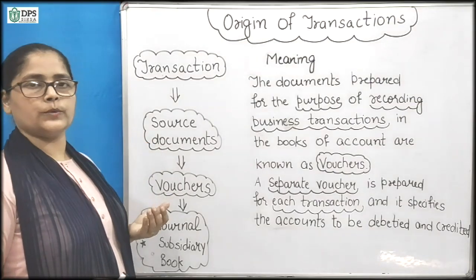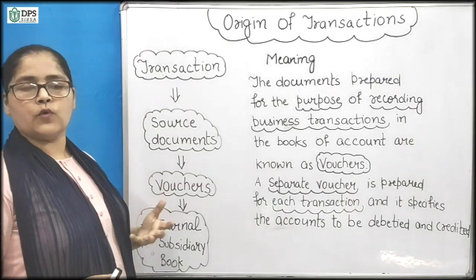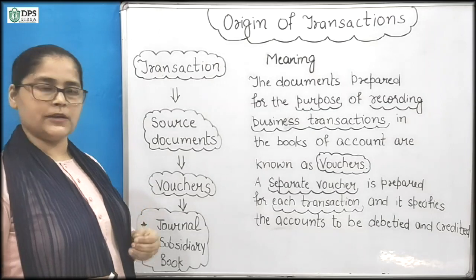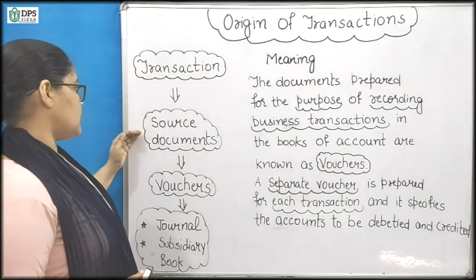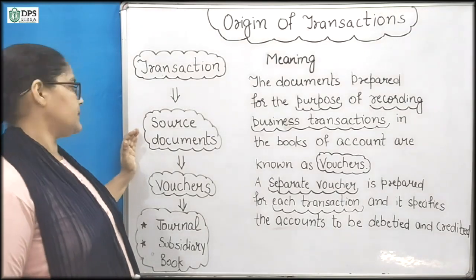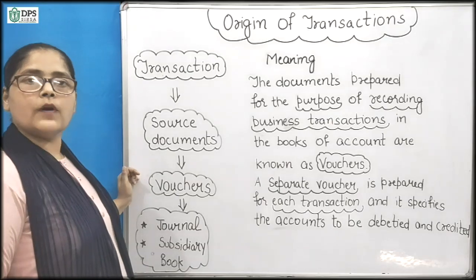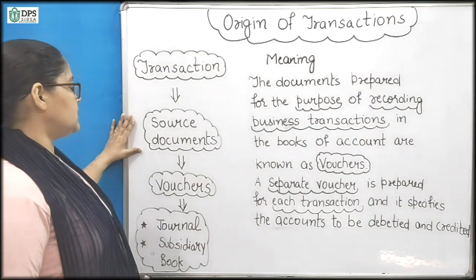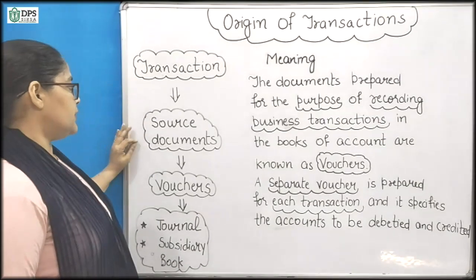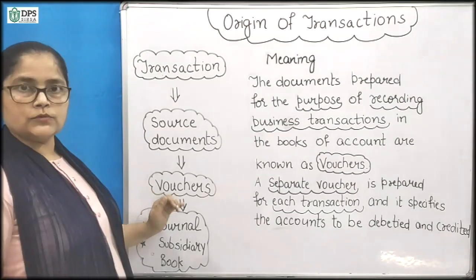Now you know what the source documents are: cash memo, invoice, bill, debit note, credit note, everything I have explained to you. After preparing source documents, we shift to vouchers. We prepare vouchers for every transaction that is filled in a source document.